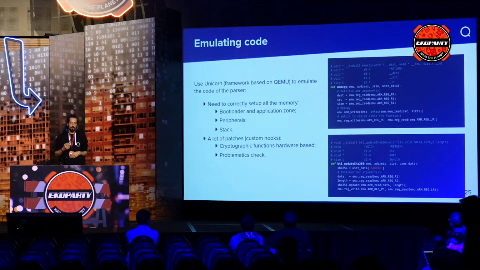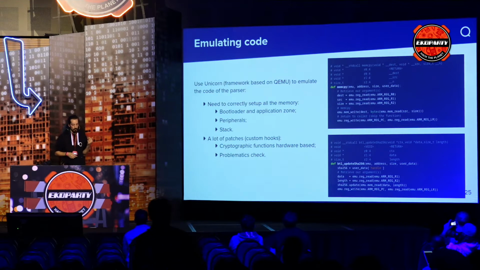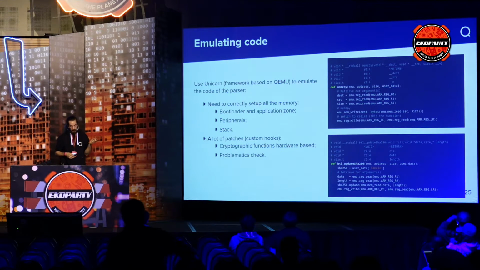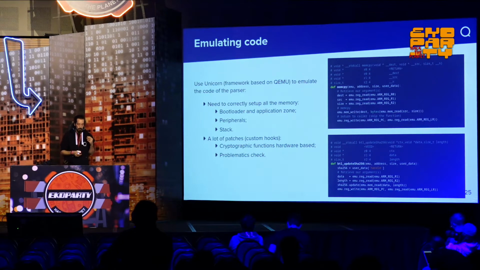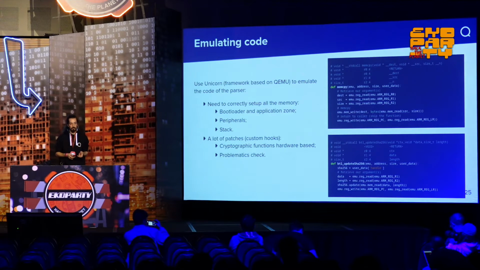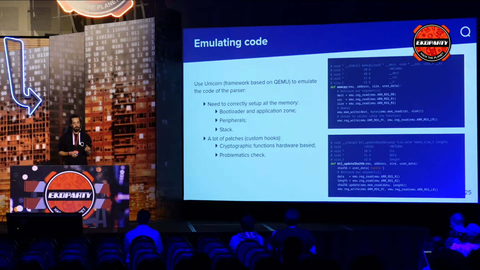So the first thing we needed to do was to map all the required memory, such as the stack or the application. And then we also had to patch a lot of parts of the code because some parts of the parser try to access low-level peripherals that don't exist in the emulator, so it will make Unicorn crash. So instead, what we can do is use the hook features of Unicorn to replace those problematic functions with some Python code. So here, for example, we switch the classic memcpy with some Python code.